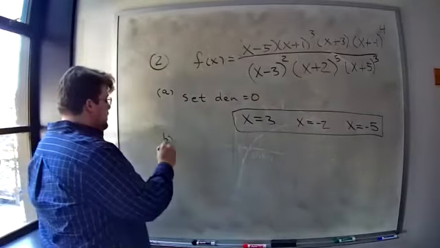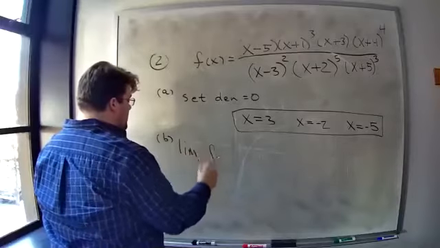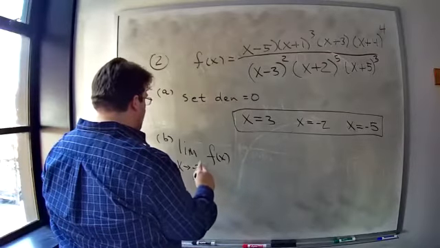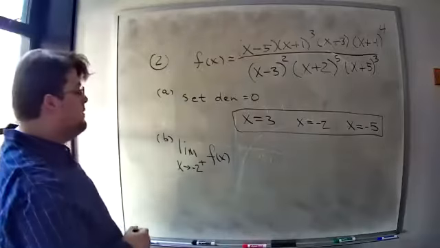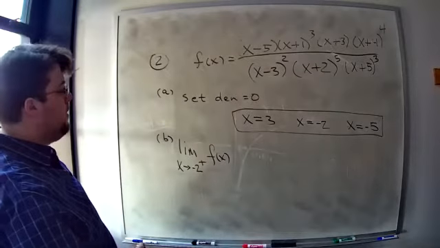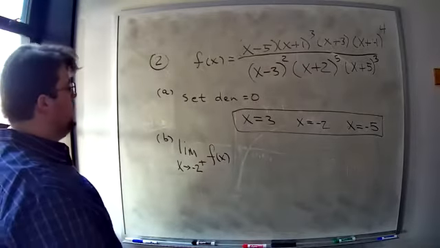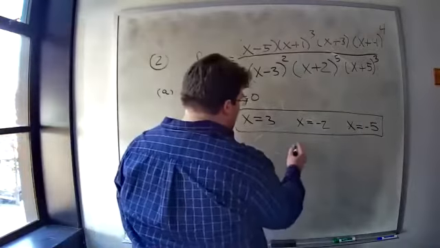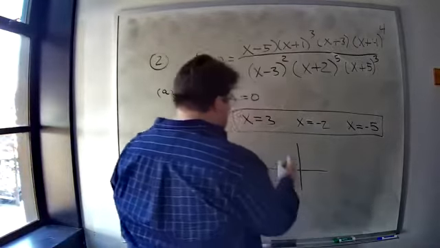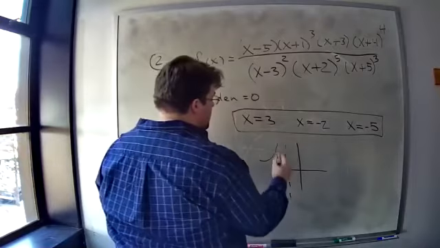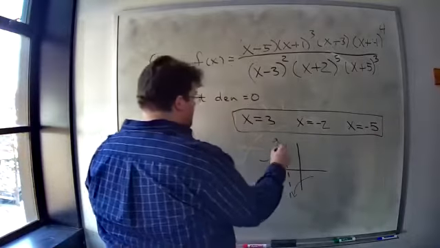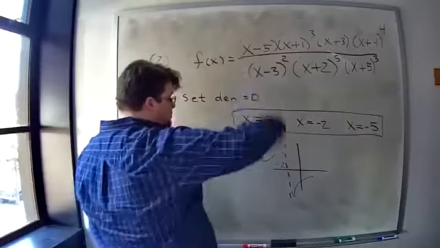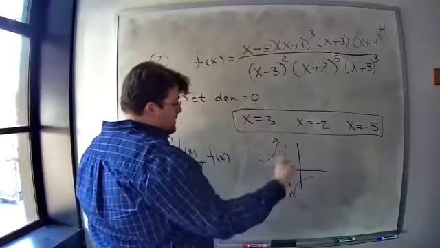Okay. Part B, find this limit as x approaches negative 2 from the right. Well, in part A, we already noticed that this function had a vertical asymptote at x equals negative 2. So from that, we know the function close to negative 2 could look like that, where on one side of negative 2, it goes up to infinity. On the other side, it goes down to negative infinity.